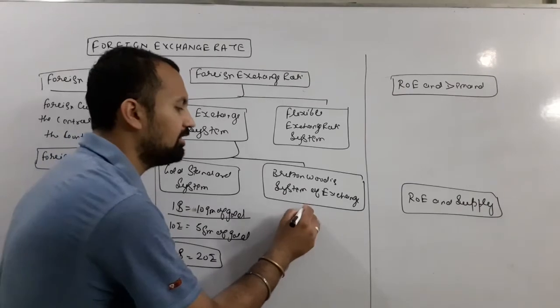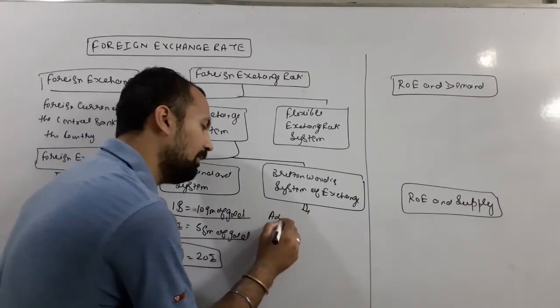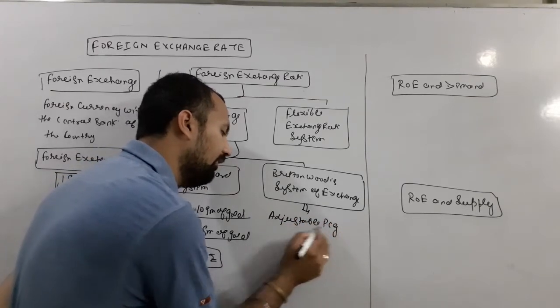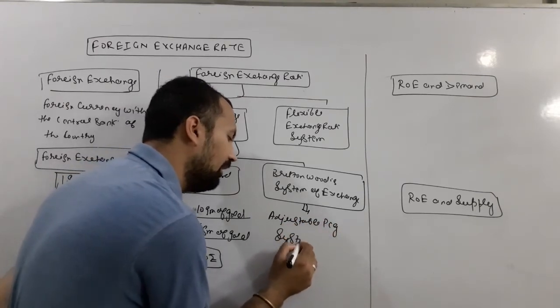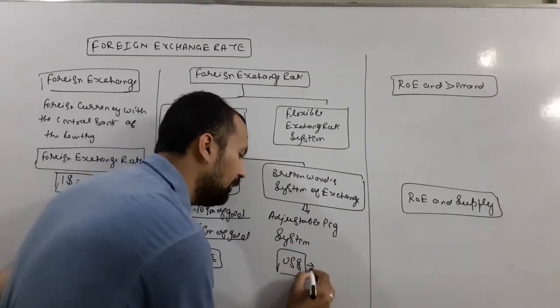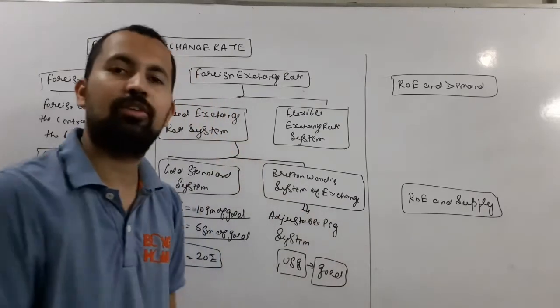Next is the Bretton Woods system of exchange. This system is also known as adjustable peg system. In this situation, the value of a currency is termed in measures of US dollar, and the US dollar is ultimately measured in terms of gold. So this is known as Bretton Woods system.